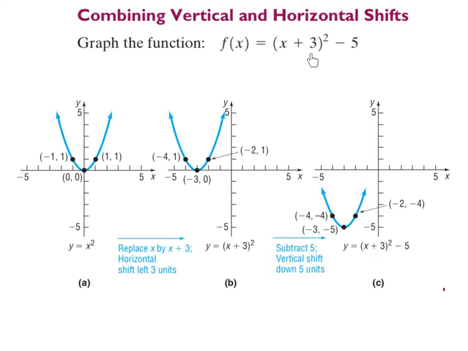So this x plus 3 means that I will take all of my points on my x squared function and I will go to the left 3. So my 0, 0, for example, will become negative 3, 0. And then what I'll do is I'll take this new shape where I've shifted everything over to the left 3. That means that all of my points will now drop down 5. So 0, 0 becomes negative 3, 0, becomes negative 3, negative 5. So that's how you put those two things together.